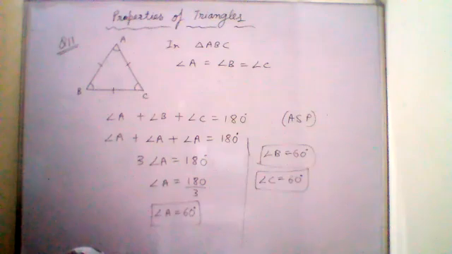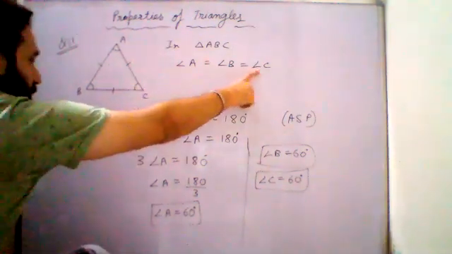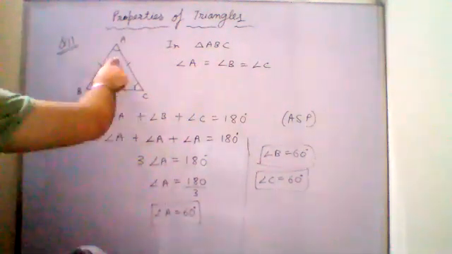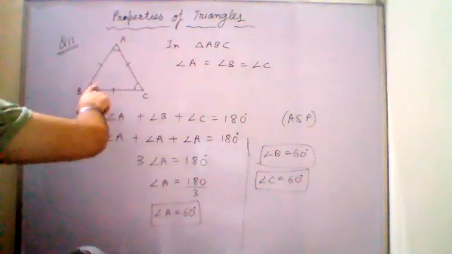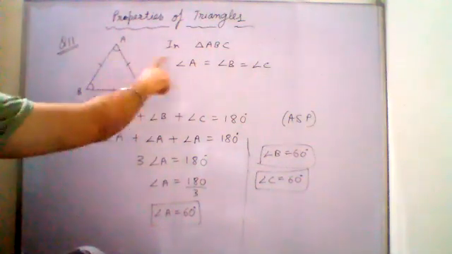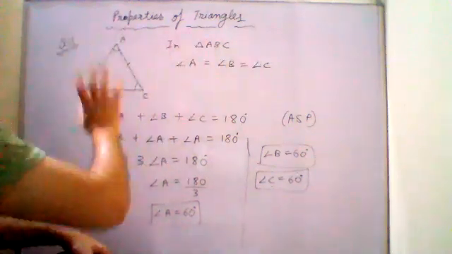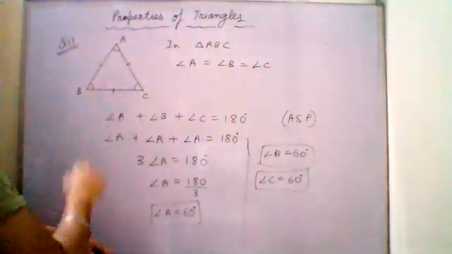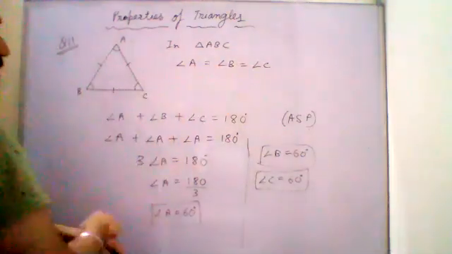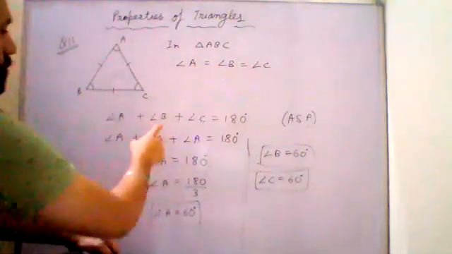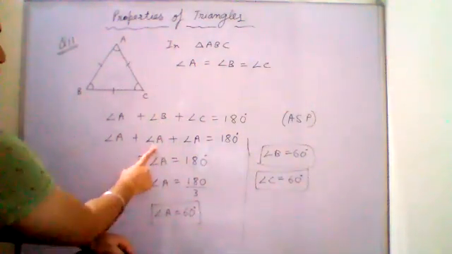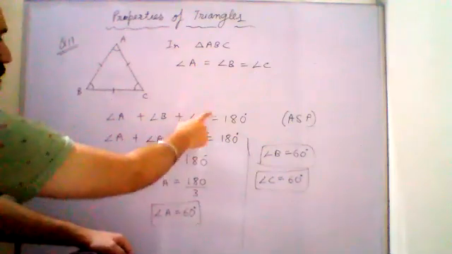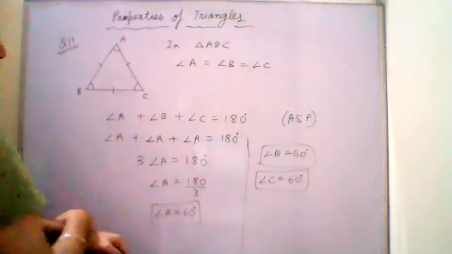Good question. Beta, all the three angles are given equal. This triangle is equilateral, so all the three angles are equal. In an equilateral triangle, we know that angle A is equal to angle B is equal to angle C. Now all the three angles are equal, so in place of angle B, I can write angle A because they are equal. And in place of angle C also, I can write angle A.